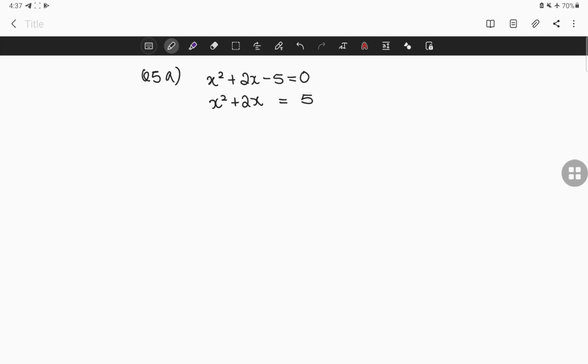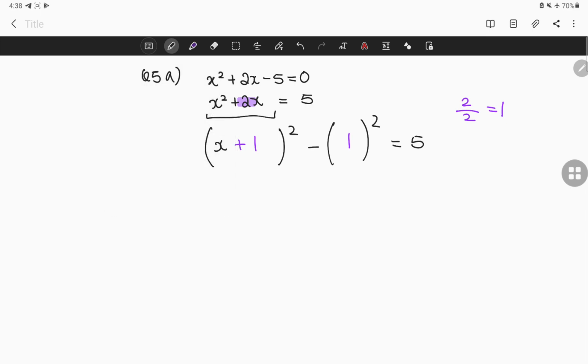Next, I'll complete the square for x squared plus 2x. So to complete the square, I'll have something squared minus another thing squared. Since it's in terms of x, I'll put x in first. The coefficient of x is 2. So 2 divided by 2 would be equal to 1, and it's positive 1. So plus 1 and 1 in here. And this whole thing would be equal to 5.